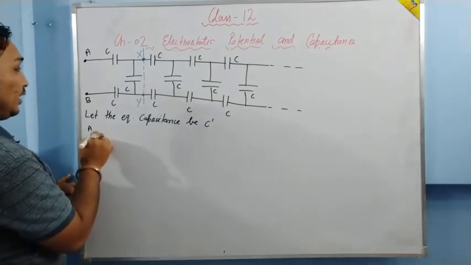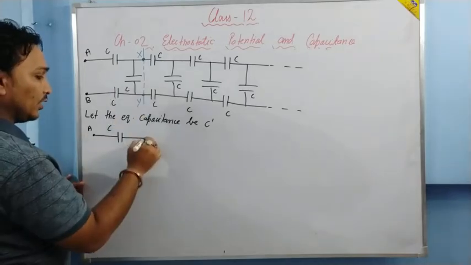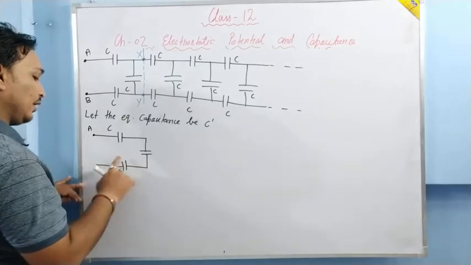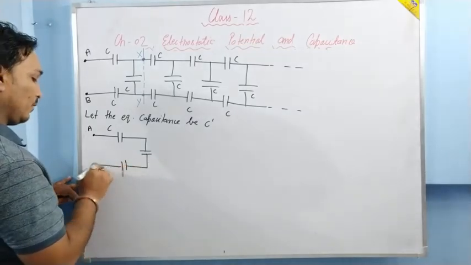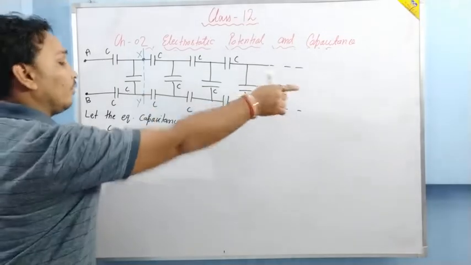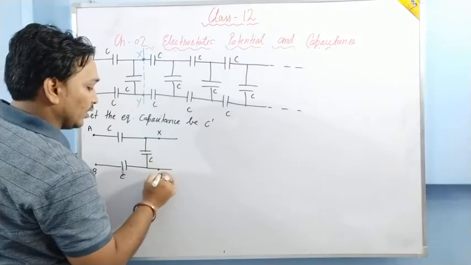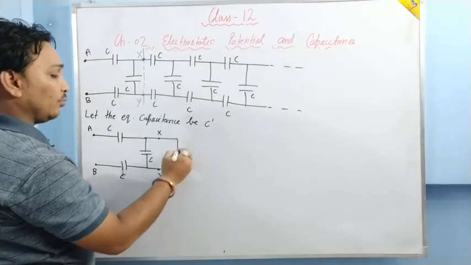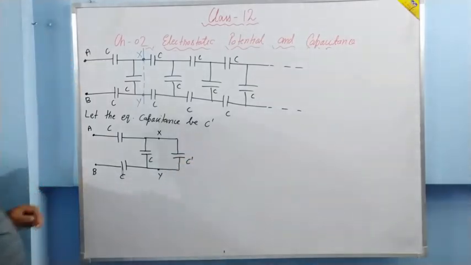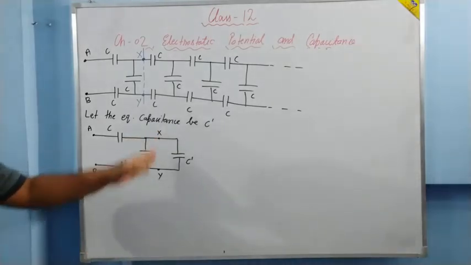Here the point is A. Here the capacitor is C. Here this capacitor is C. Now one more capacitor is here. It is also C. But from here, what will we have? Here your X point is there. Here your Y point is there. The equivalent capacitance we have assumed as C dash. So that equivalent capacitance will be C dash. It is an infinite ladder from X and Y.